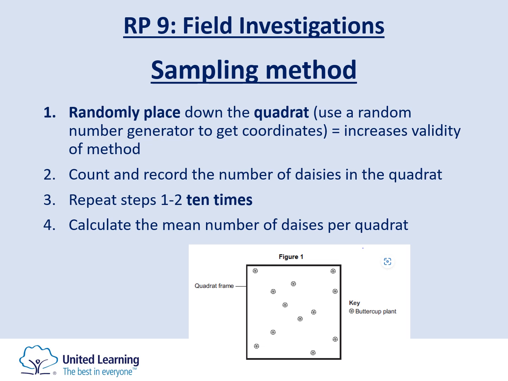And then finally, once this has been repeated 10 times, you're going to calculate the mean number of daisies per quadrat. To calculate the mean, you're going to add up the result of all 10 attempts and then divide it by 10, and this will give you the mean or the average number of daisies per quadrat.